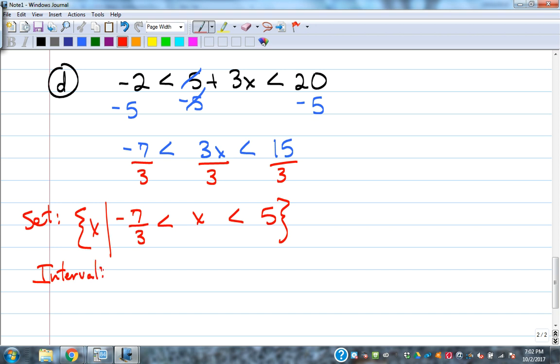Honestly, for compound inequalities, the interval notation is just as easy because the answers start at negative 7/3 and they end at 5. Should that be bracket or parenthesis on either end? What signifies using a bracket? Are there equal to marks? No. No equal to marks means parentheses. So parentheses on both of those.